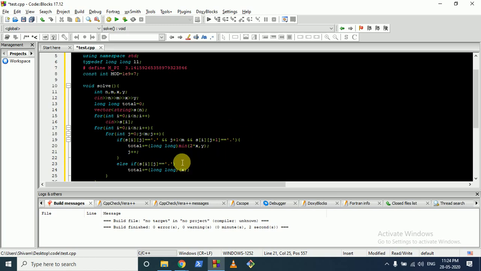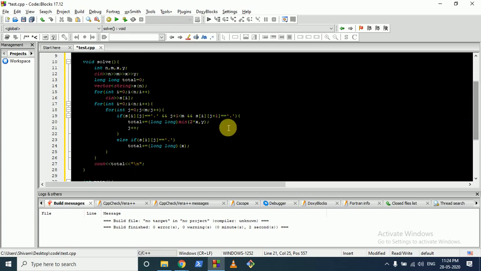Because you have filled two blocks, you increase j, and then when you go back to the for loop, it will increase it by one more. But if there are no two consecutive dots, there is only one dot, then the total increases by just x. And after coming out of this loop, the answer is just total.